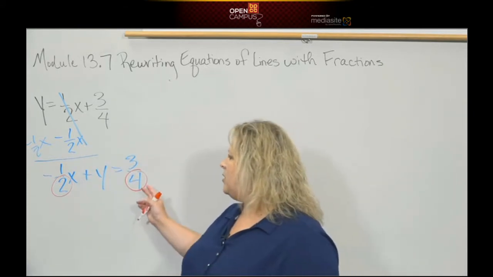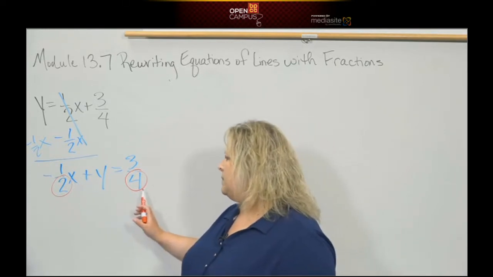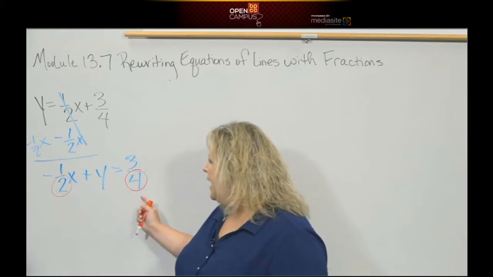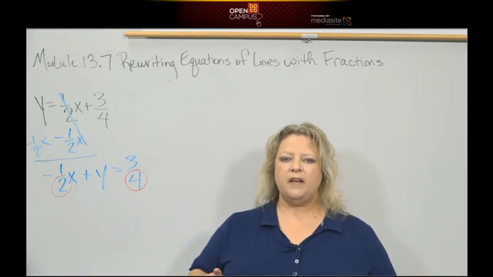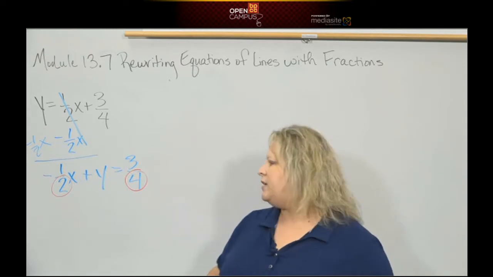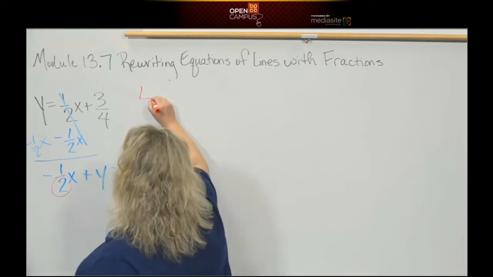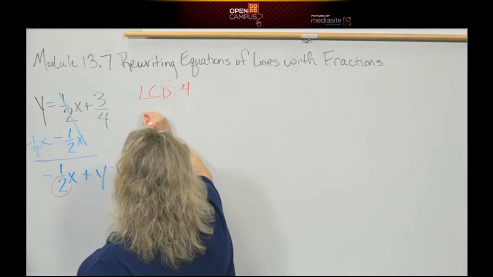Least common multiple, least common denominator, they mean the same thing ultimately. So I have a 2, I have a 4. What is the smallest number that both 2 and 4 will divide into? That's right, you guessed it, it's a 4. So I'm going to write that up here. Least common denominator is 4.